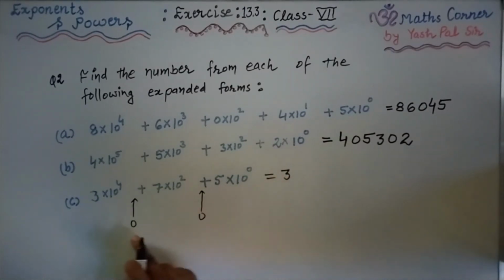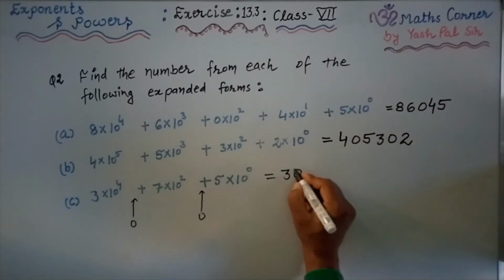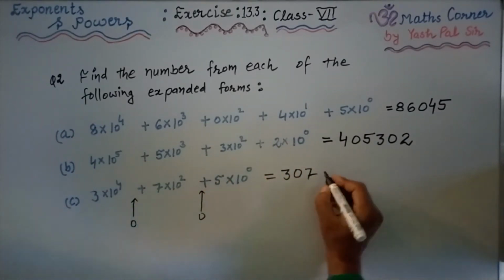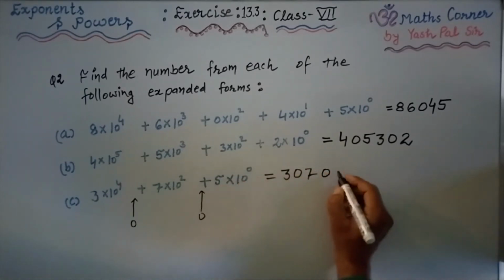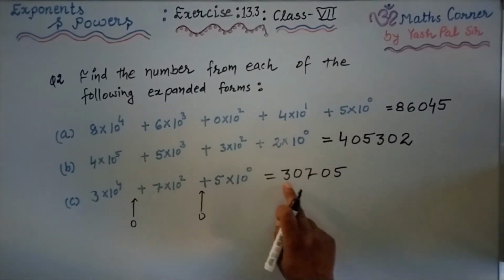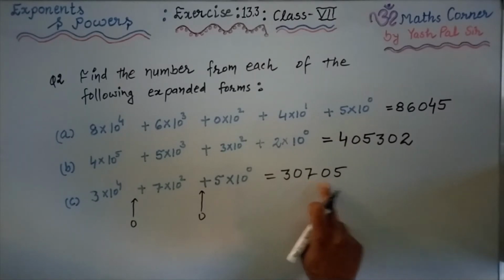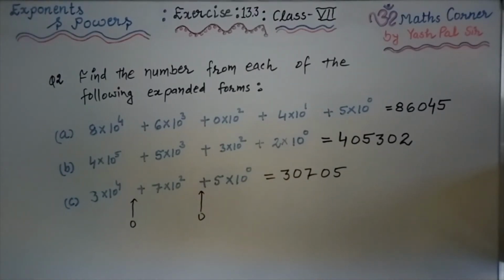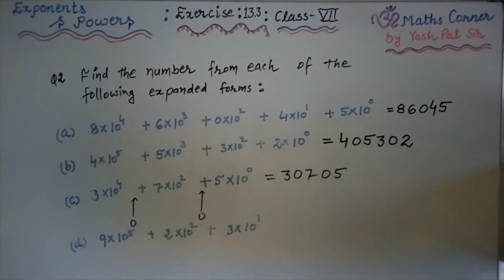So how can we write this number? First of all we write 3, then 0, then 7, again after 7 this is 0, next is 5. Okay, so 30,705 is the required number.